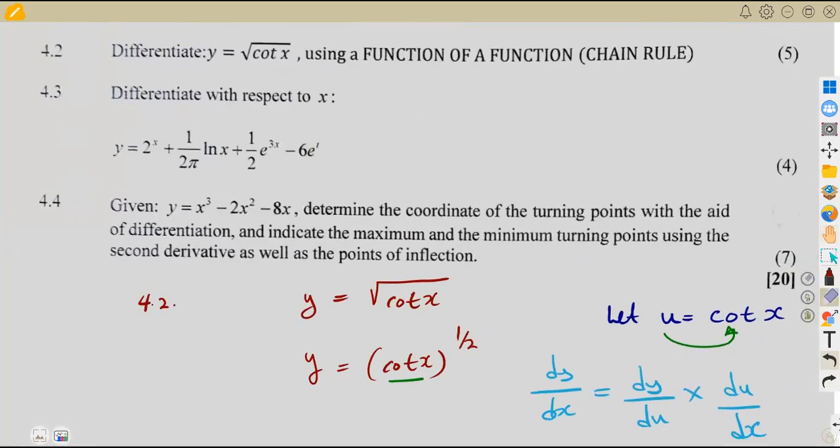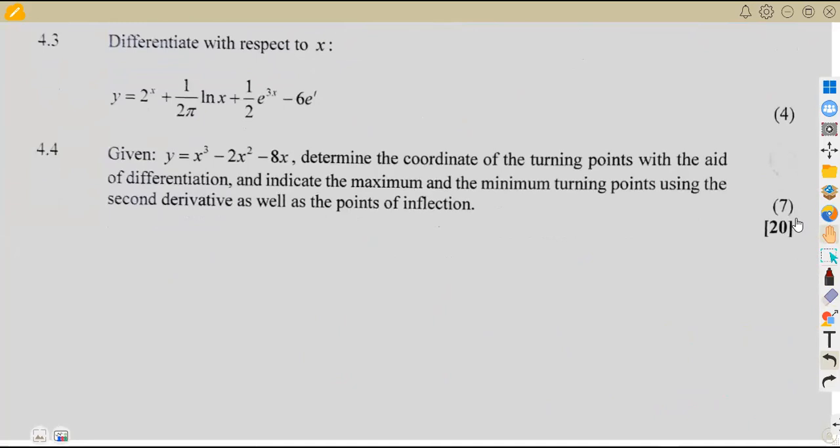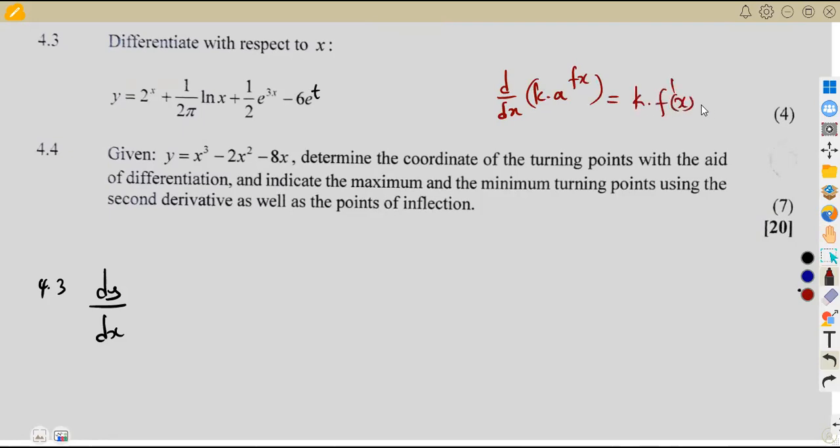Then 4.2. We are given to differentiate with respect to x, whereby we are given y is equal to 2 to the exponent of x. As we can see, everything is directly given, so all we just need is to differentiate. Remember, I said the derivative of k a to the exponent of f of x, I've always talked about this, is k times the first derivative of f of x times a to the exponent of f of x times the ln of the base, which is the ln of a in this case.